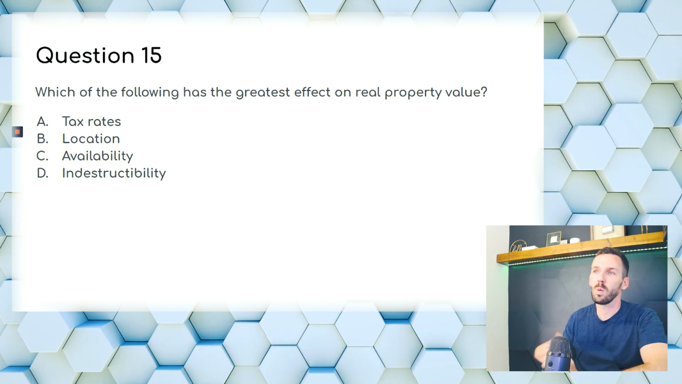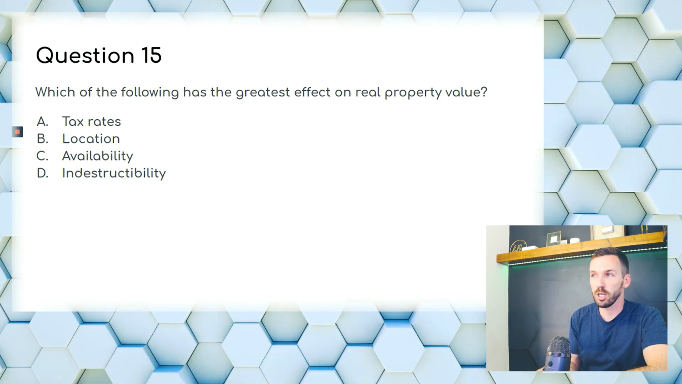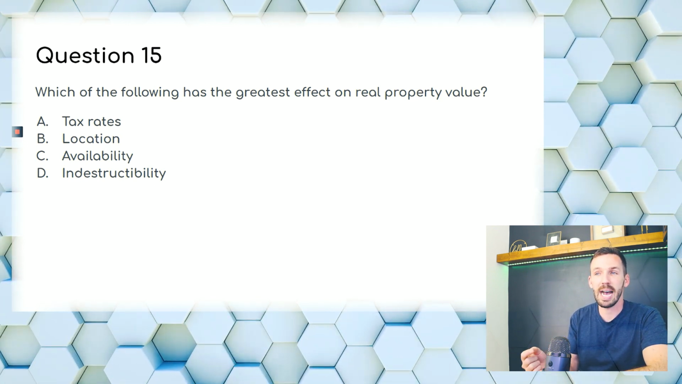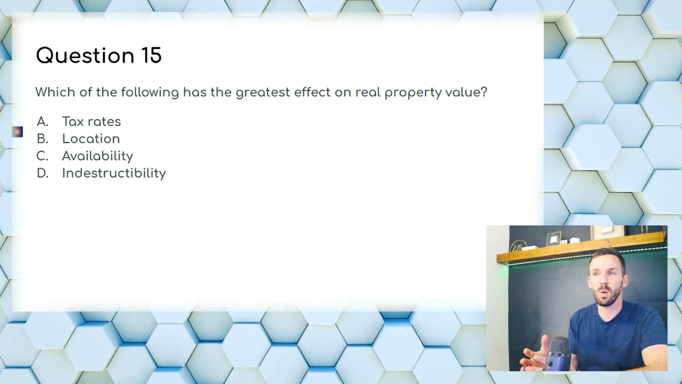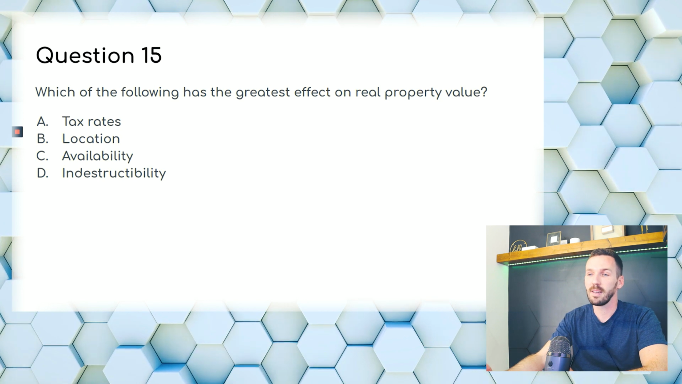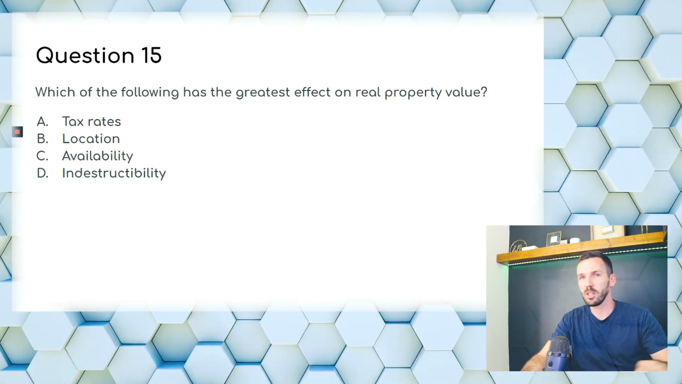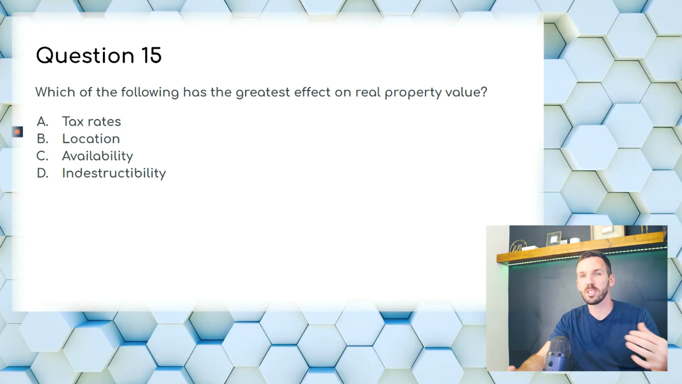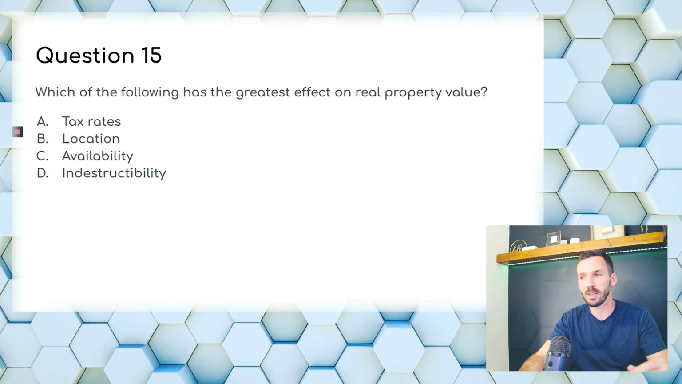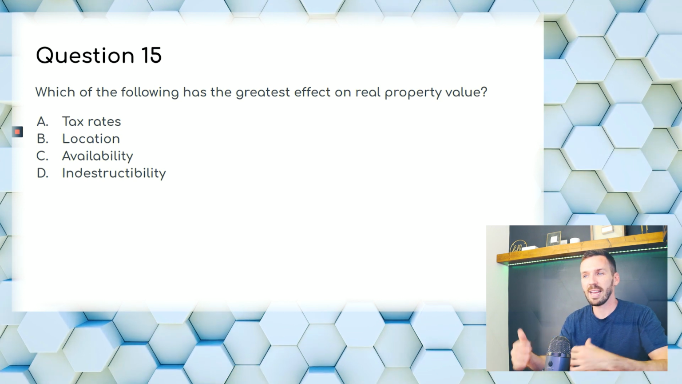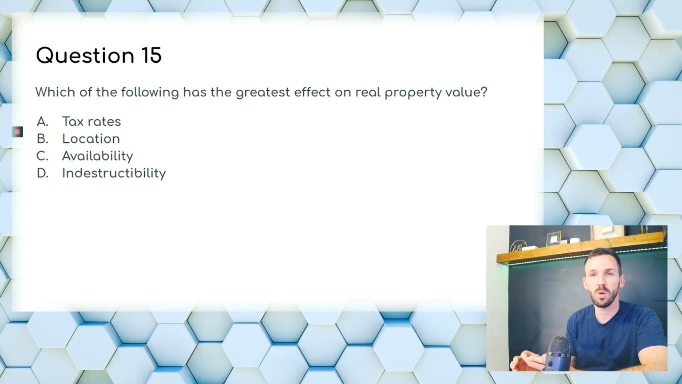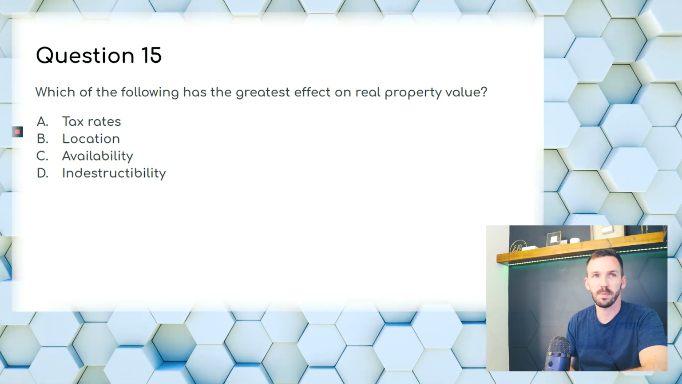Question 15. Which of the following has the greatest effect on real property value? A, tax rates, B, location, C, availability, or D, indestructibility. So no one cares much about tax rates when looking at property. Although a school district is important, that's less about taxes, more about location of the school zones. So that answers the question. Location, location, location is the answer. B.